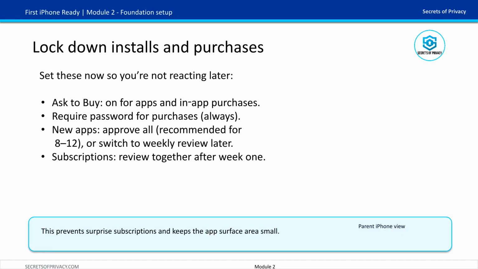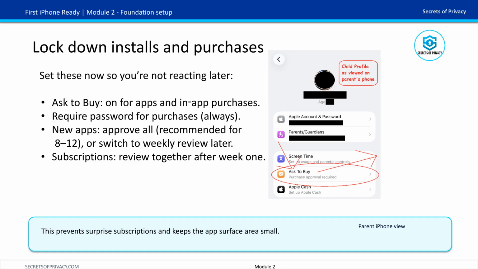This is where you prevent surprise installs and surprise charges. Set Ask to Buy to On for apps and in-app purchases. Require a password for purchases, always. For new apps, the simplest approach for ages 8 to 12 is Approve All. If you want to loosen later, you can switch to a weekly review once the routine is working. And for subscriptions, don't overthink it today. Plan to review them together after week 1. This one step keeps the app surface area small, and it prevents how did we end up paying for this moments.